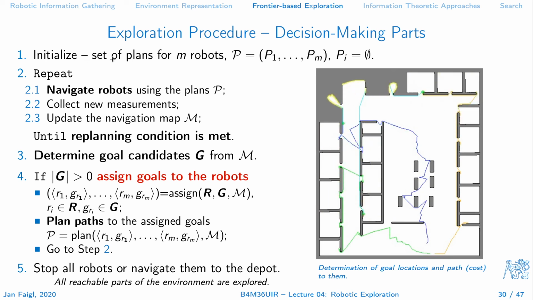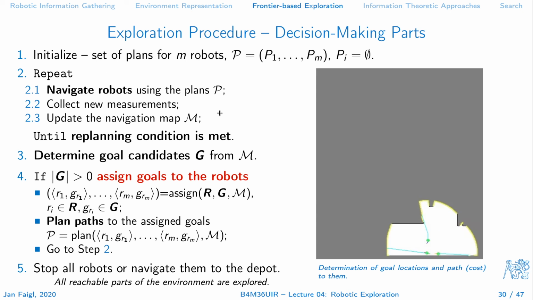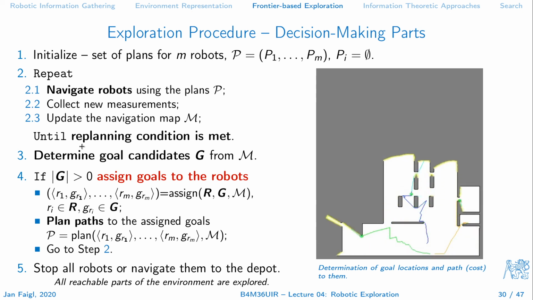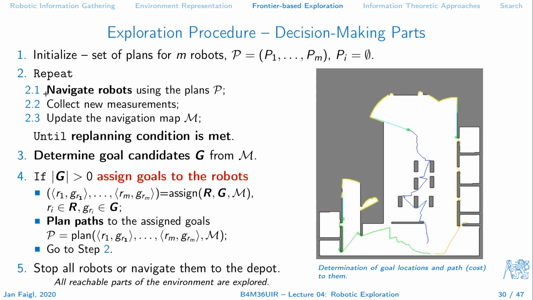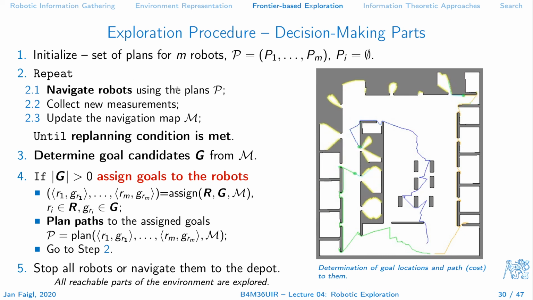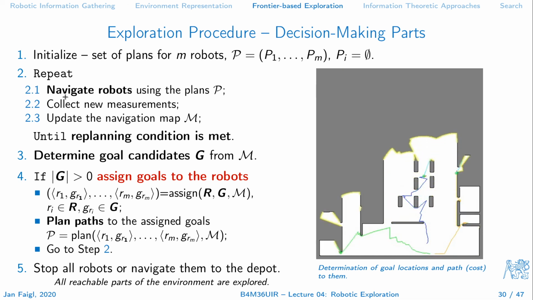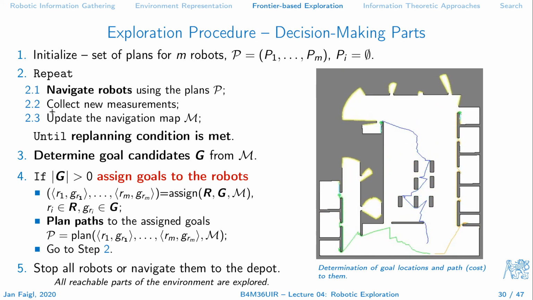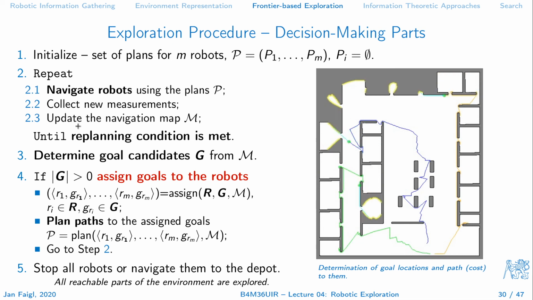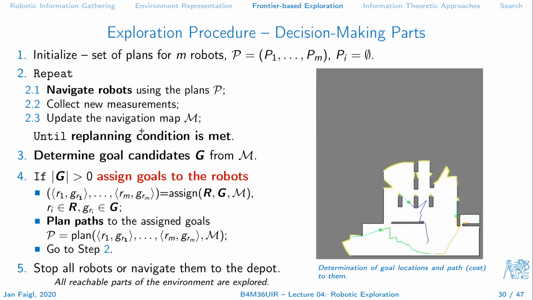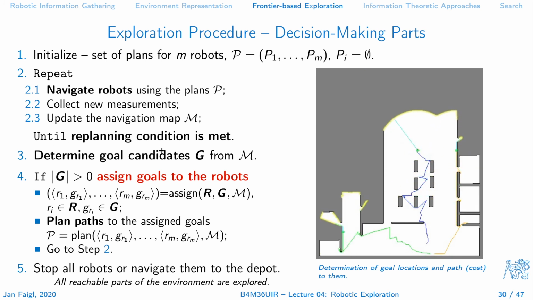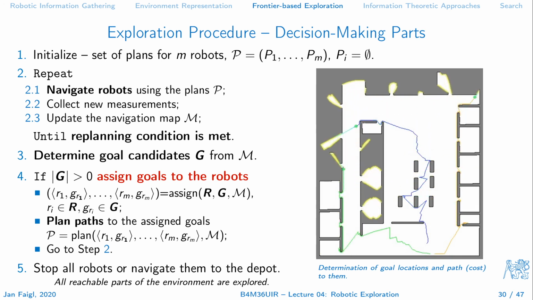So let's go through the exploration procedure in a little bit more detail. We repeat to navigate the robots using the current plan. Maybe the plan is empty, so we are done. We collect the new measurements, and we can actually do that in parallel. We update the navigation map, and then we repeat this until the planning condition is met.